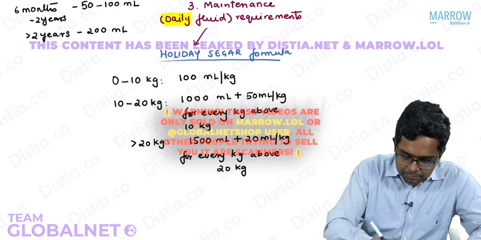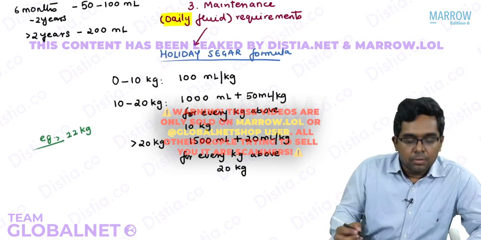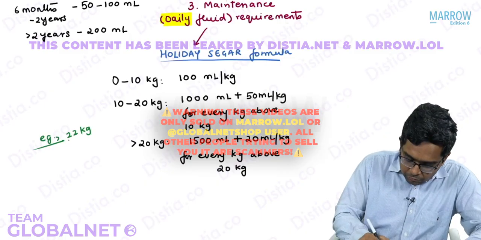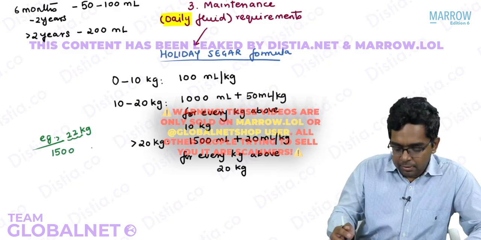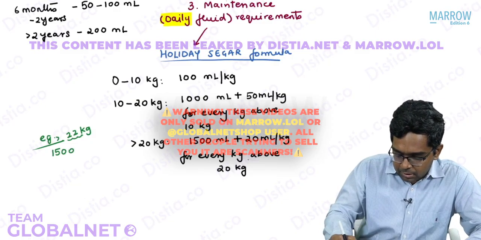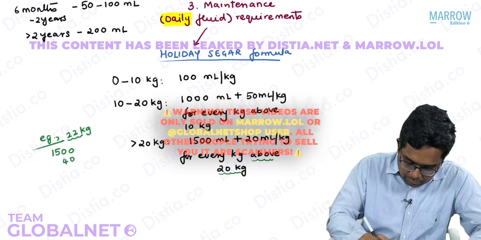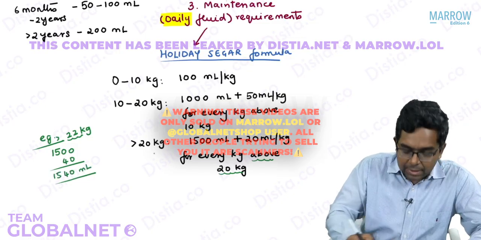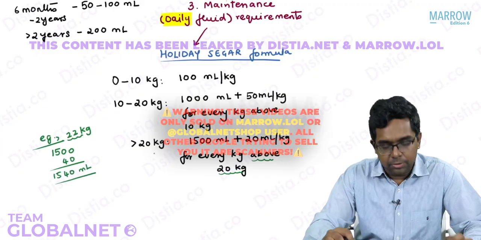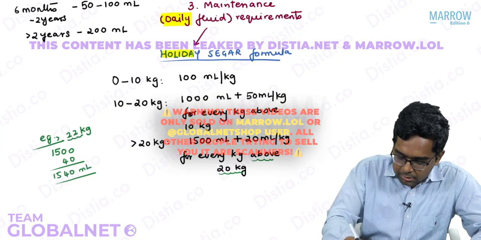I'll take this as an example. For example, the child is weighing 22 kilograms. How much fluid are you going to give? You will straight away start with 1500, okay? And then you have to add 20 ml per kg for every kg above 20 kg. How many kg here is above 20 kg? It is 2 kg. So 2 into 20, which is 40 ml. So total requirement would be 1540 ml per day. That is the daily fluid requirement for a child weighing 22 kg. Hope you are able to follow this. Don't forget this important formula called the Holliday-Segar formula.